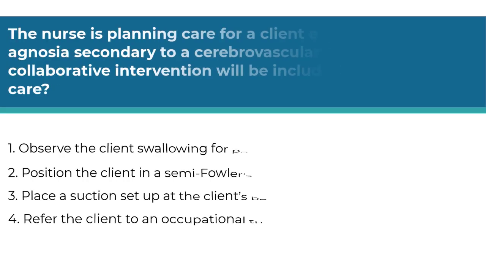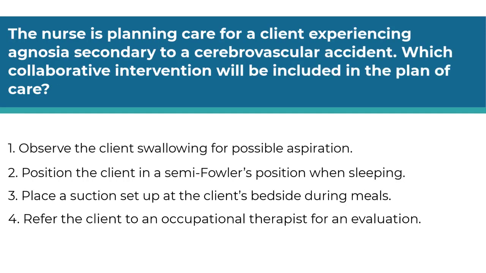Here's our next question. The nurse is planning care for a client experiencing agnosia, secondary to CVA. Which collaborative intervention will be included in the plan of care? Number 1. Observe the client swallowing for possible aspiration. Number 2. Position the client in a semi-Fowler's position when sleeping. Number 3. Place a suction setup at the client's bedside during meals. Number 4. Refer the client to an occupational therapist for an evaluation.